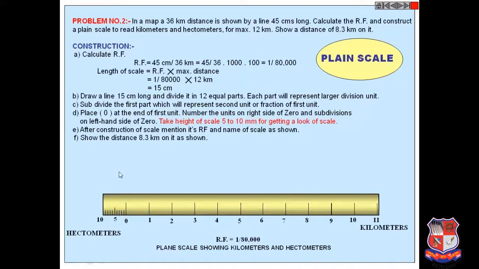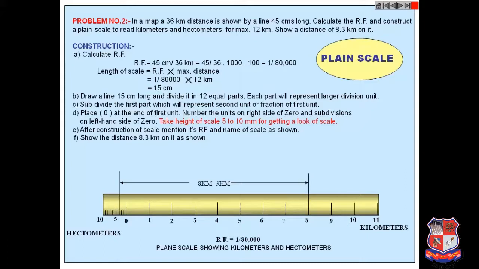So the distance between 3 and 8 is known as 8.3 kilometer. You can show here 3 kilometer and 8 kilometer and 3 hectometer, 8.3. So this part is your 8 kilometer, and 0, 1, 2, 3 indicate your 3 hectometer. So in this way you have to draw a plane scale and show the dimension on that plane scale.